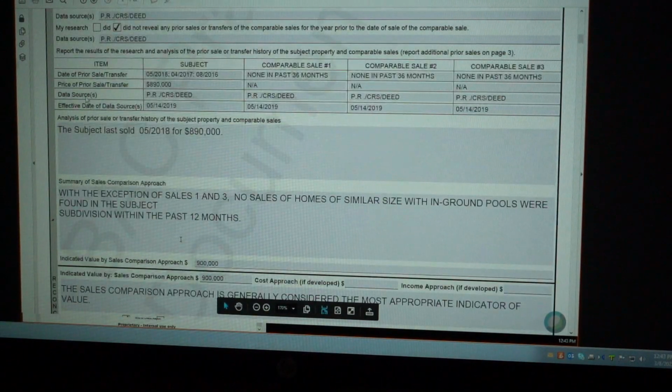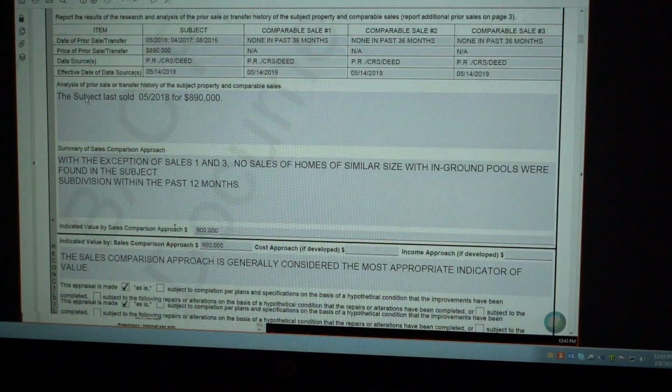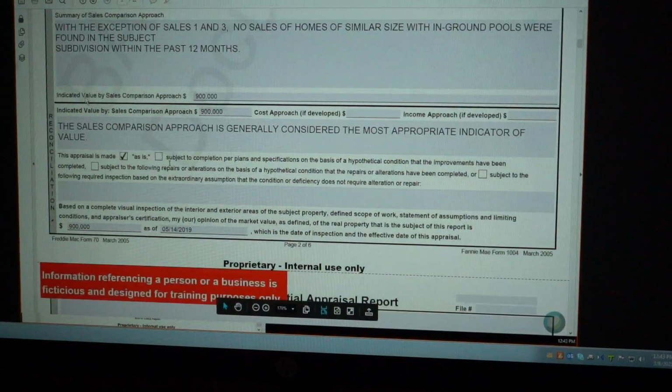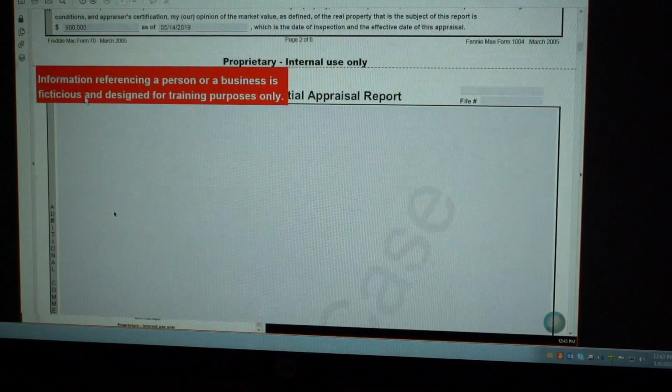All right. And there's the value for the property. So nothing subject to repairs. So far, no issues.